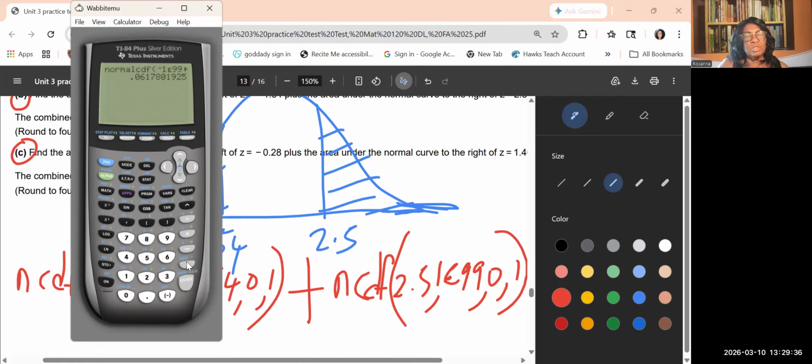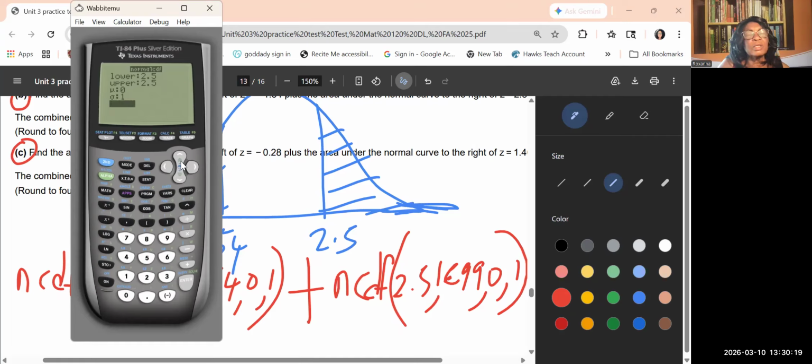Then I'm going to do plus, and then I'll do again. I'll go back to second distribution and normal CDF. The lower bound this time is 2.5. The upper bound is negative, actually it's positive, so positive 2.5. The mean is 0, mean of a standard normal. Standard deviation is 1. So I'm going to paste.